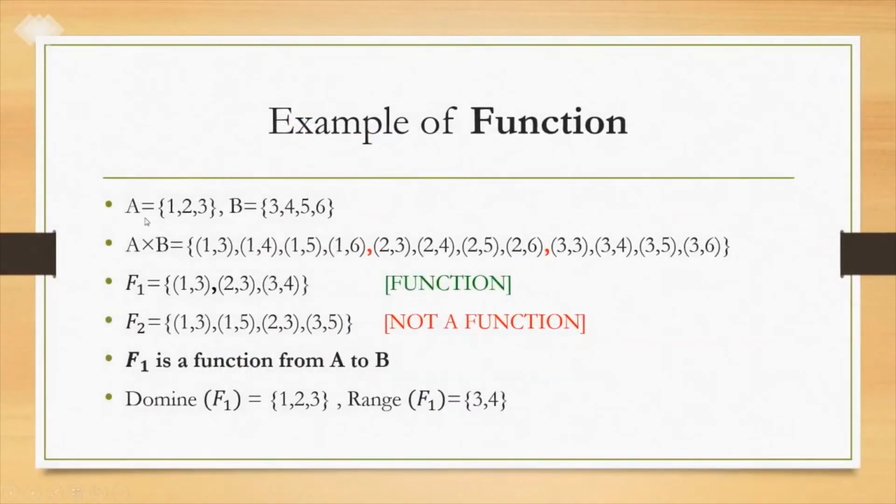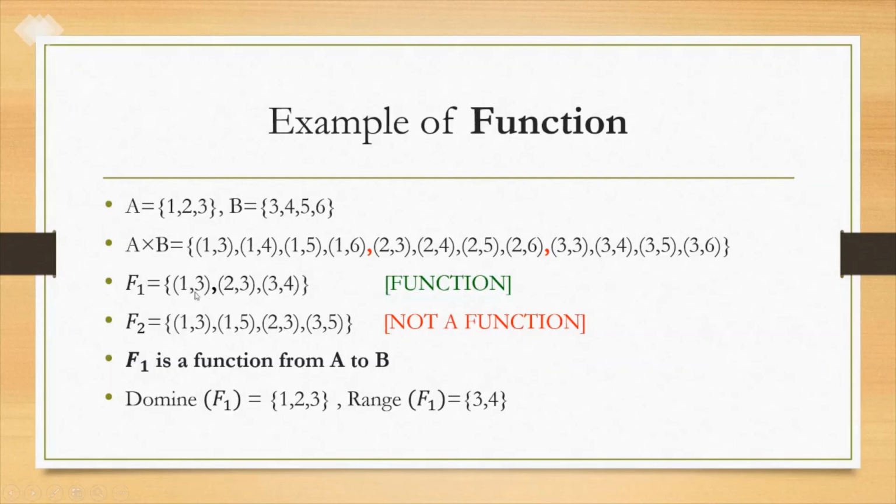Suppose A is equal to the set {1, 2, 3} and B is equal to {3, 4, 5, 6}. Then A cross B is a set with 12 elements, right? A has 3, B has 4, so A cross B has 12 elements. So consider F1. F1 is a subset of A cross B, so F1 is a relation: (1, 3), (2, 3), (3, 4), right? So now it's a function, right?